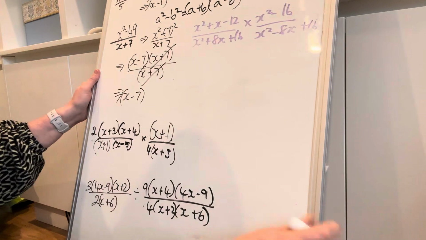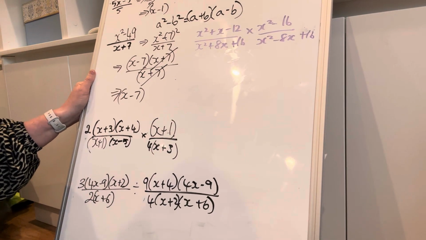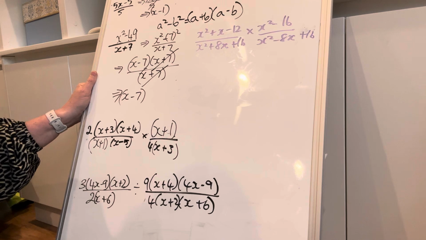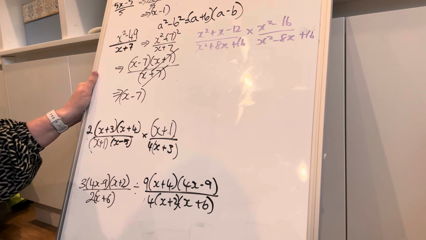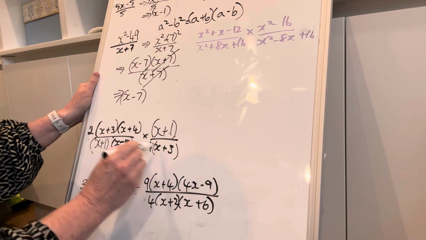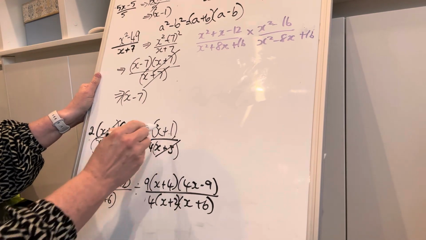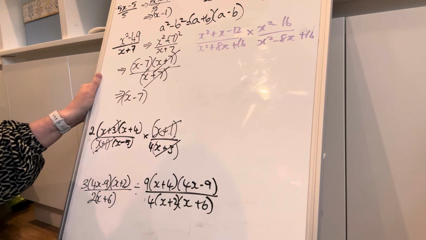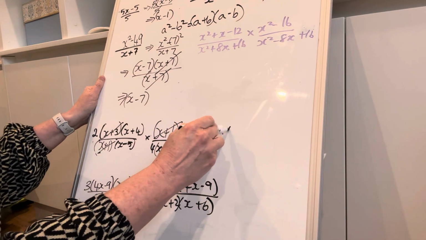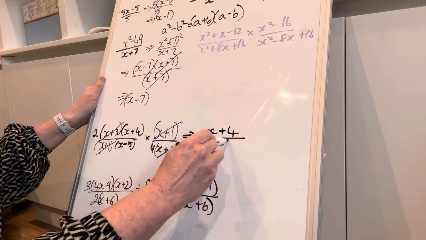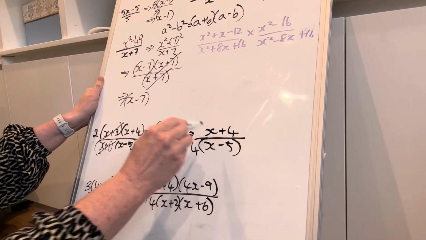So we've got quite a long one down here. It's still a multiplication problem, so we don't have to worry about doing the reciprocal or anything over here, but we're just looking for common factors. So we've got x plus 3 and x plus 3, numerator and denominator, cancel them out. We've got x plus 1 and x plus 1 over here, and so we are left with x plus 4 over x minus 5 times 4, okay?